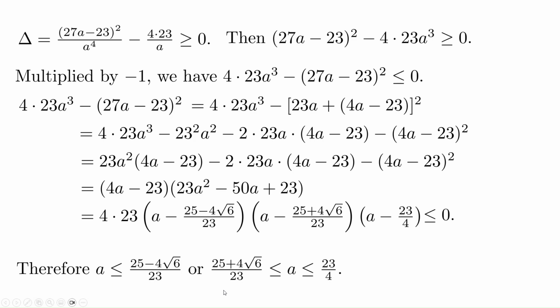Or one negative factor and two are positive. This is the case that A is between the second and the largest root. In both cases, A cannot exceed 23 divided by 4. Otherwise, all factors are positive.